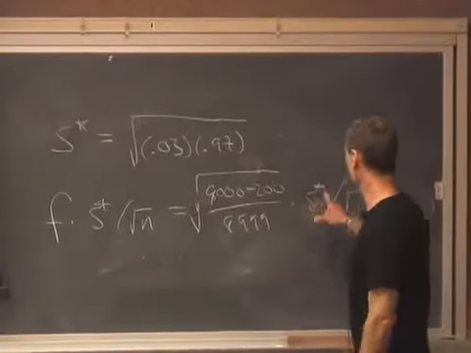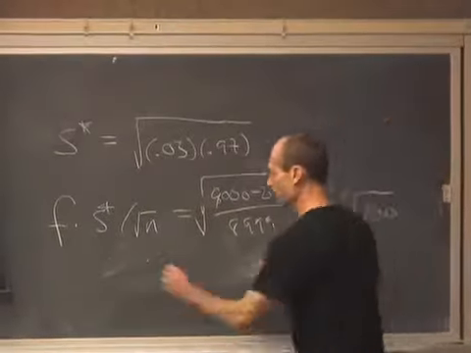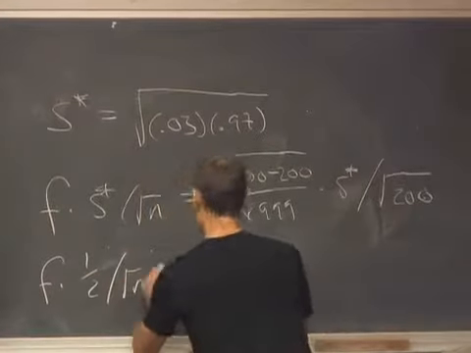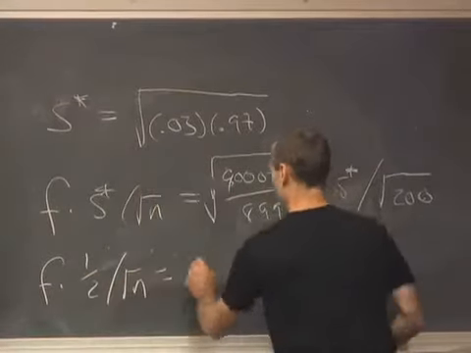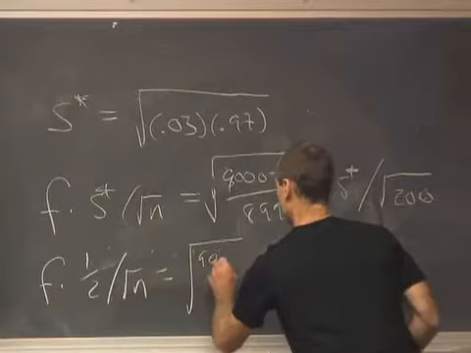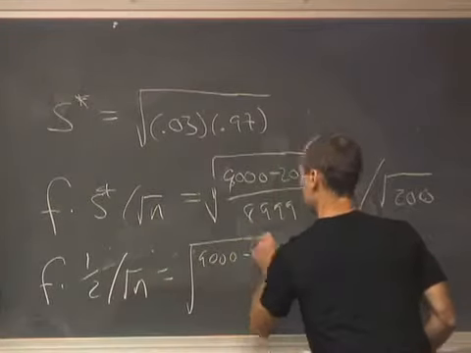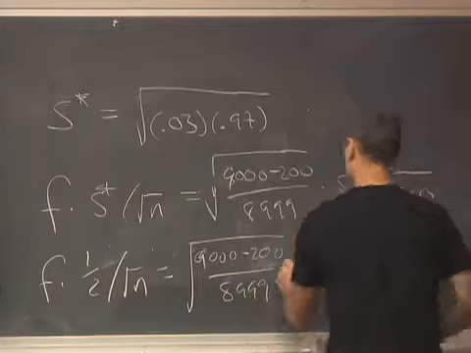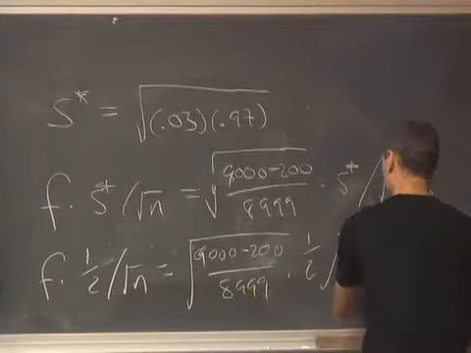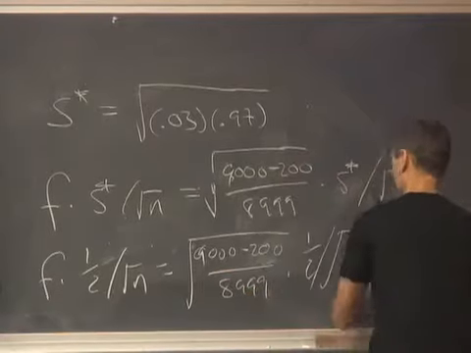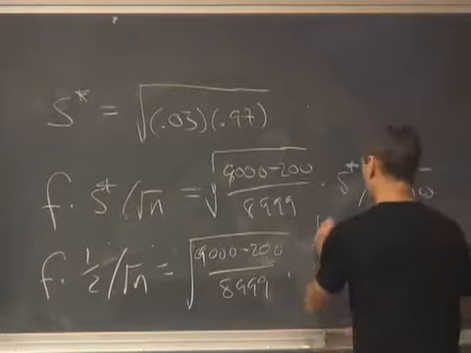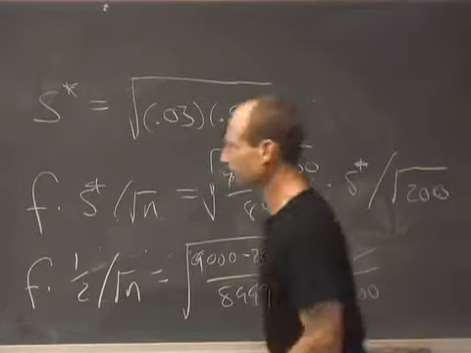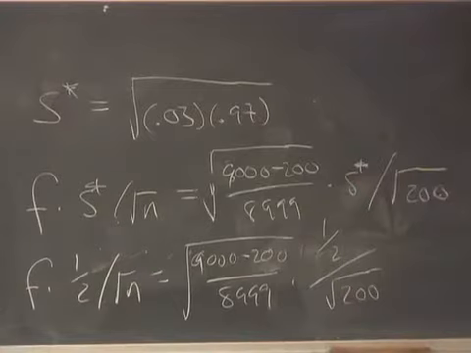Right. So we would just substitute. The upper bound would be f times a half over root n. So it's, again, the same factor f, square root of 9,000 minus 200 was 200, wasn't it? Over 8999 times a half over the root of 200. Boy, my handwriting could use some help. Okay, so that's the largest that it could be.